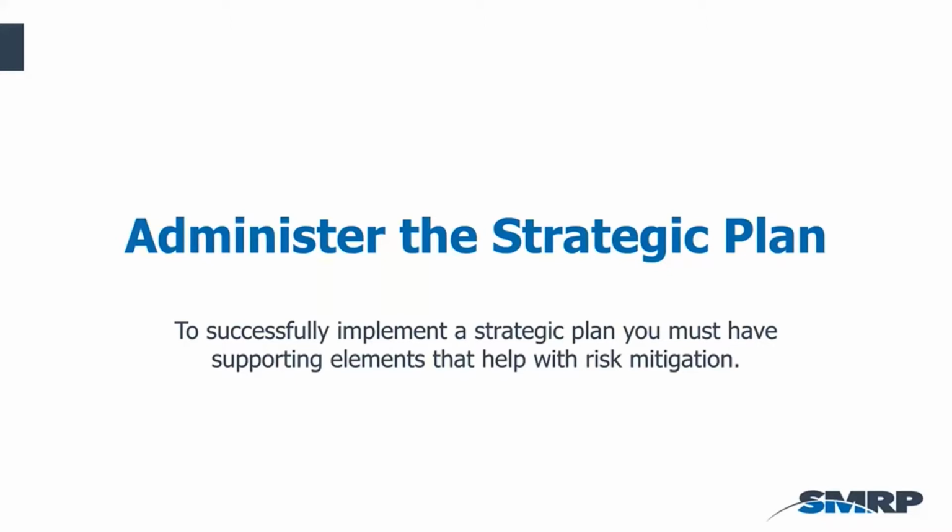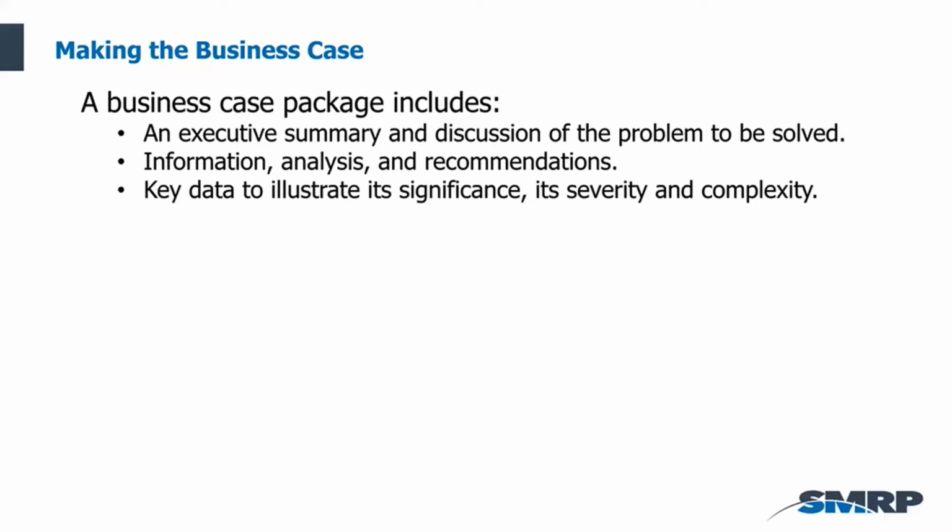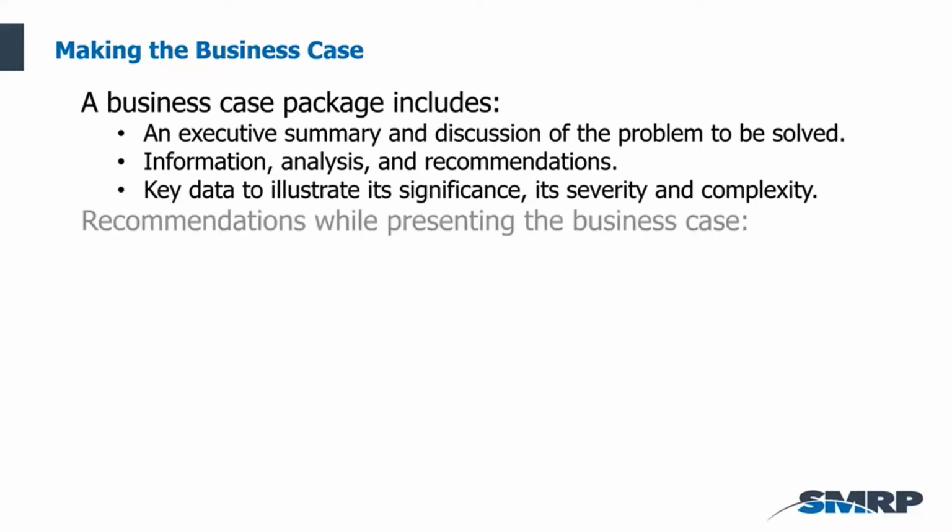So how do we administer the strategic plan once that plan has been put into place? To successfully implement a strategic plan, you have to have supporting elements that help with risk mitigation. First thing is making the business case. A business case package should include an executive summary and a discussion of the problems to be solved. There should be information, analysis, and recommendations. There should be key data to illustrate its significance and its severity and complexity.